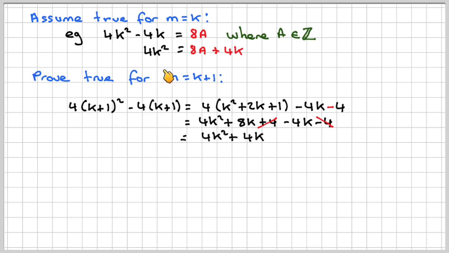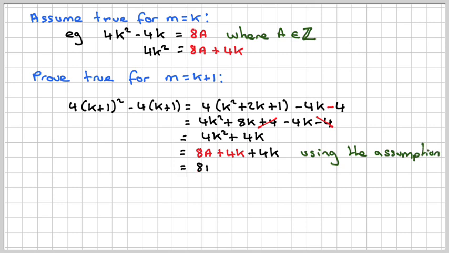But here we've got that 4k squared is 8a plus 4k. So we'll replace it from the assumption. So 8a plus 4k plus 4k, using the assumption. And therefore we're going to have 8a plus 8k. And 8 will come out as a common factor. So therefore this is also divisible by 8. So we need to write a conclusion now.